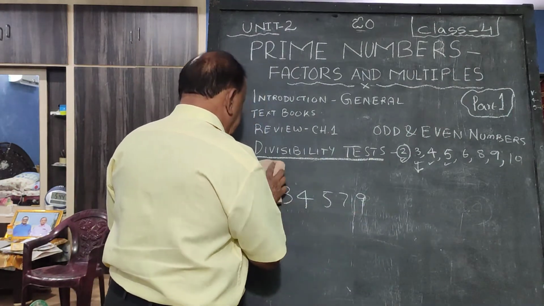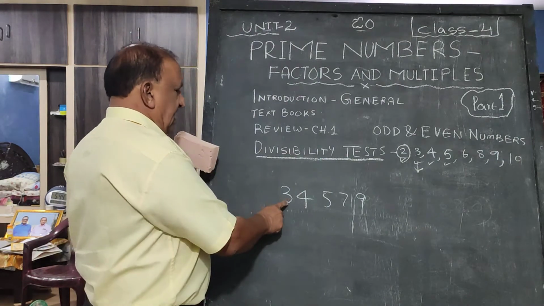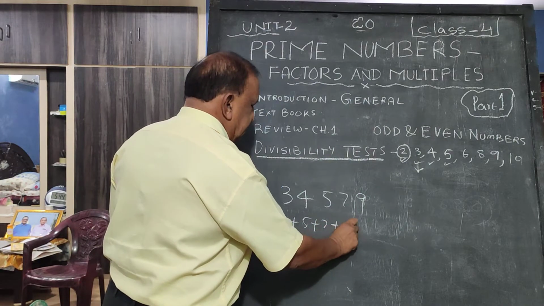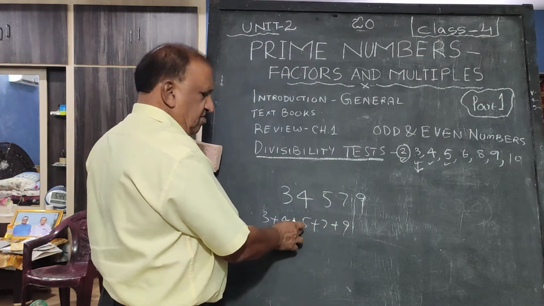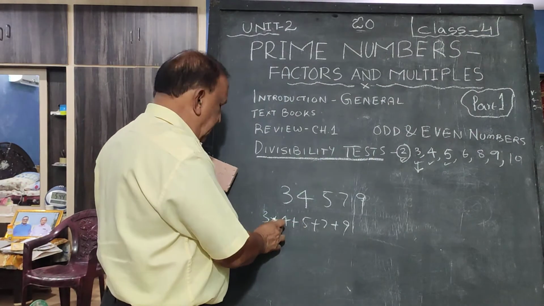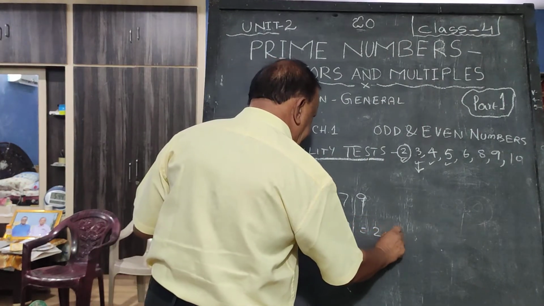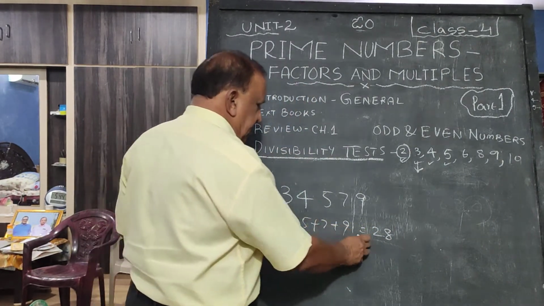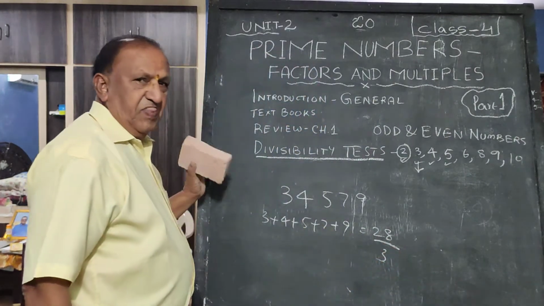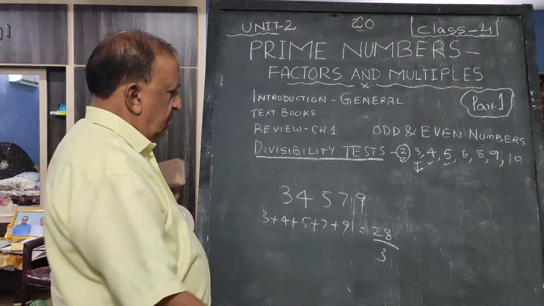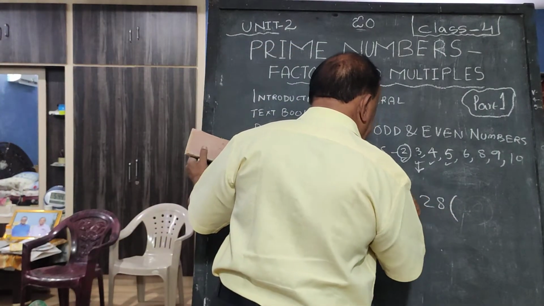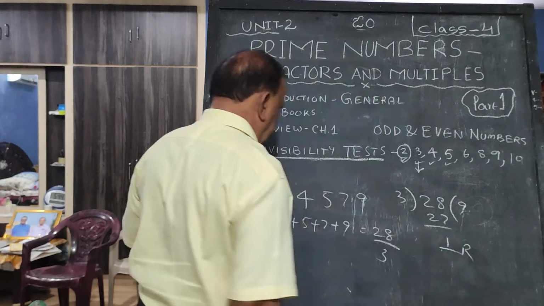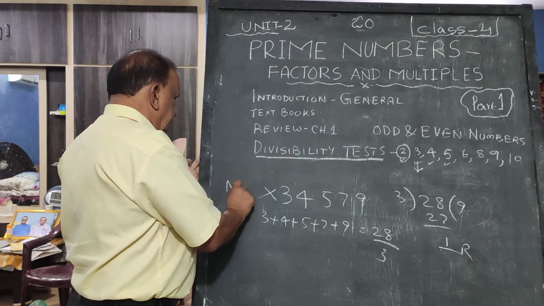The technique here is, all you do is just add these digits. 3 plus 4 plus 5 plus 7 plus 9. 9 plus 7, 16 plus 5, 21. 21 plus 4, 25 plus 3, 28. Am I correct? 28 is not divisible by 3. Can you divide 28 by 3? No. Because 3 9s are 27, so 1. There is a remainder. So this number is not divisible by 3.